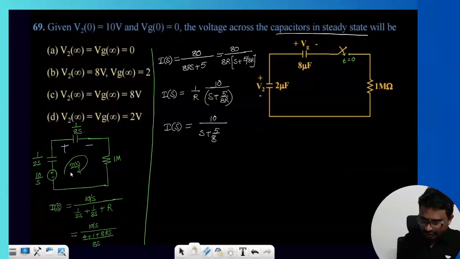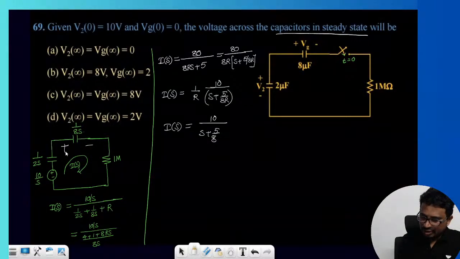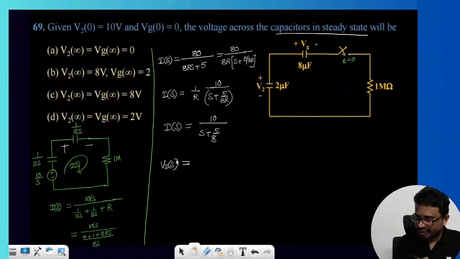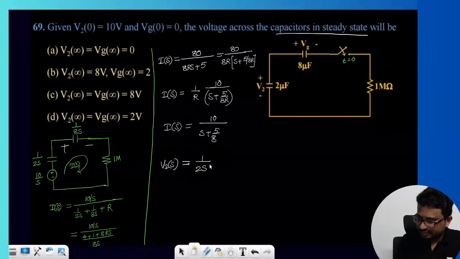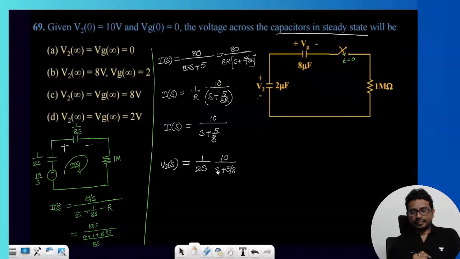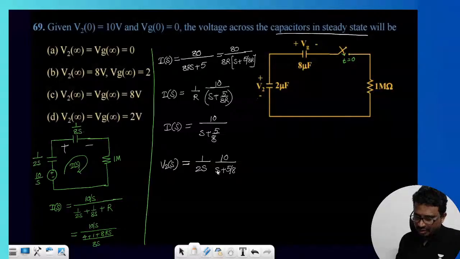So now I need this voltage here. Let us say this is V2 of S. This voltage can be written as 1 by 2S into I of S, and I of S is 10 by S plus 5 by 8. Okay.